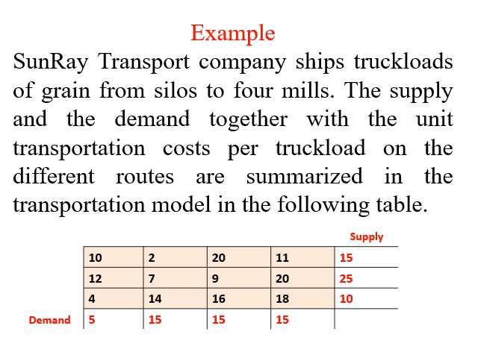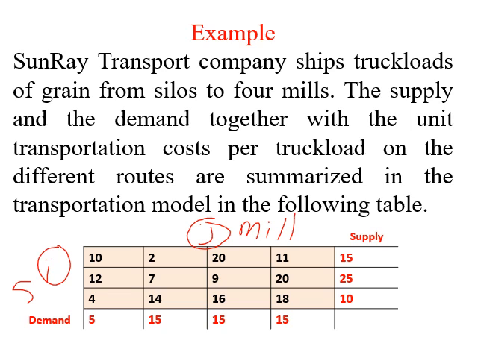Now we have an example. Sun Ray Transport Company ships truckloads of grain from silos to 4 mills. The supply and demand, together with the unit transportation costs per truckload on the different routes, are summarized in the following table. Note here, please, we have a source i and a destination j. The source is the silo and destination j is the mill.